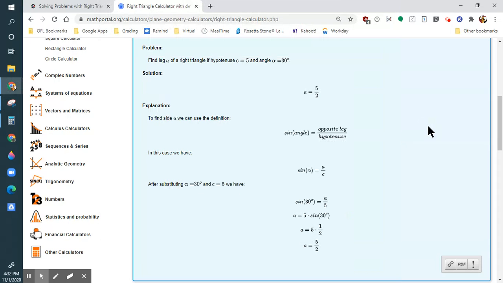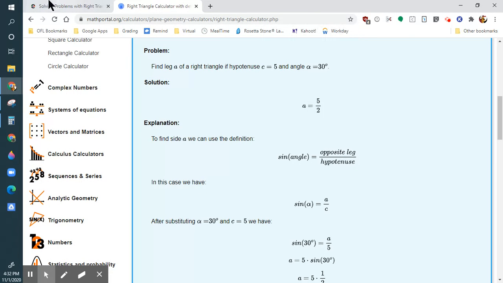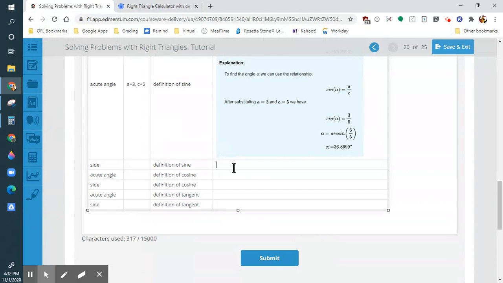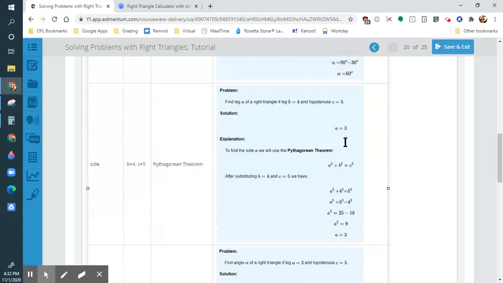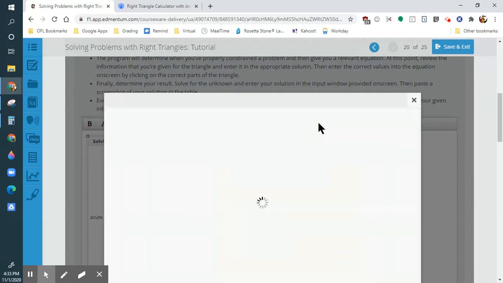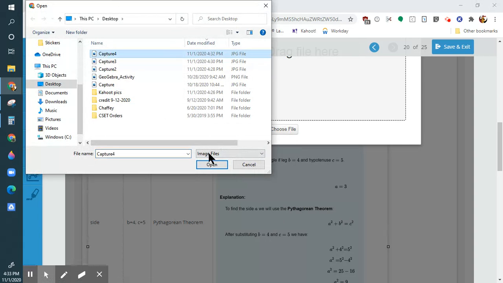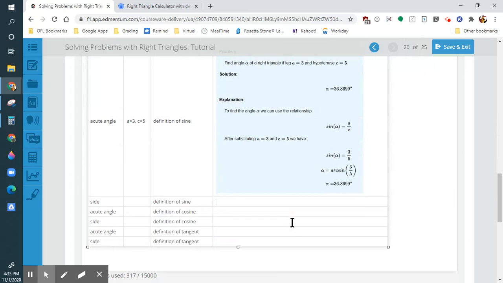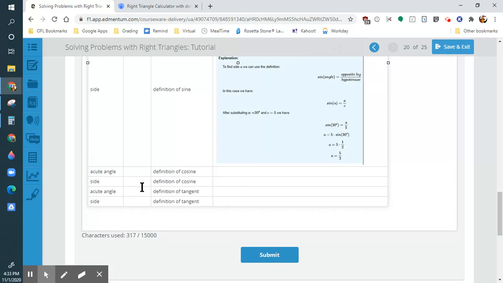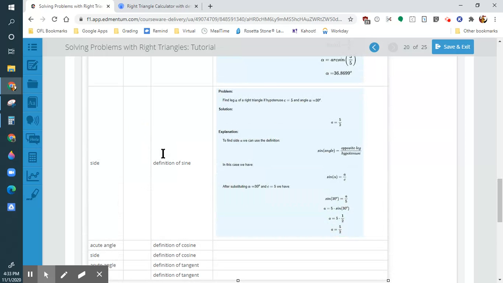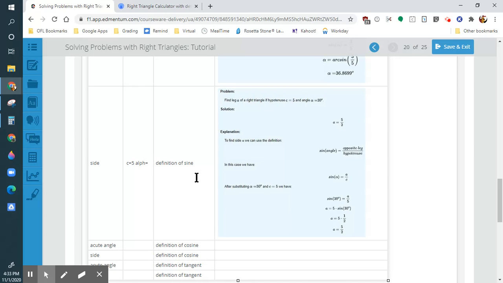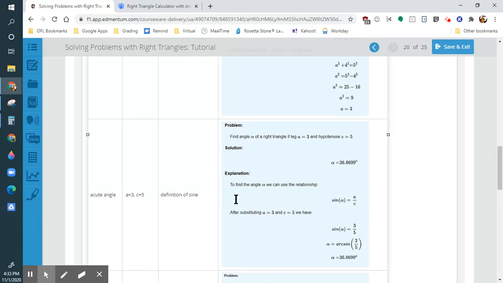Before I do anything else, I'm going to want my size to be the same. So I'm going to do Control plus to go back in. I'm going to go to insert my picture. File, capture 4. This solves it. It wants my given. So my given was C equals 5 and alpha equals 30. Did I type them in right over here?